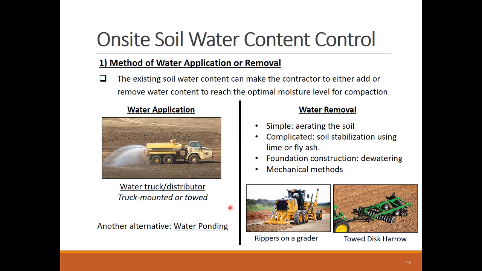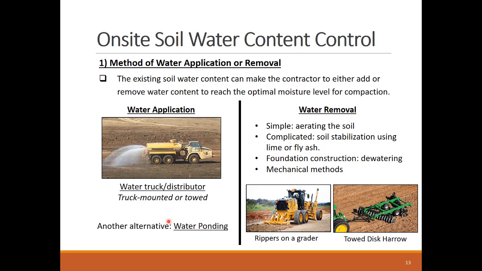If the fill soil comes with lower moisture content, then the contractor needs to apply water to the soil to increase its moisture content. This can be done by truck-mounted or towed water distributors, which is the typical method used on earthwork projects. Another way to apply water to the soil is through ponding, which is not that common and it's hard to control.